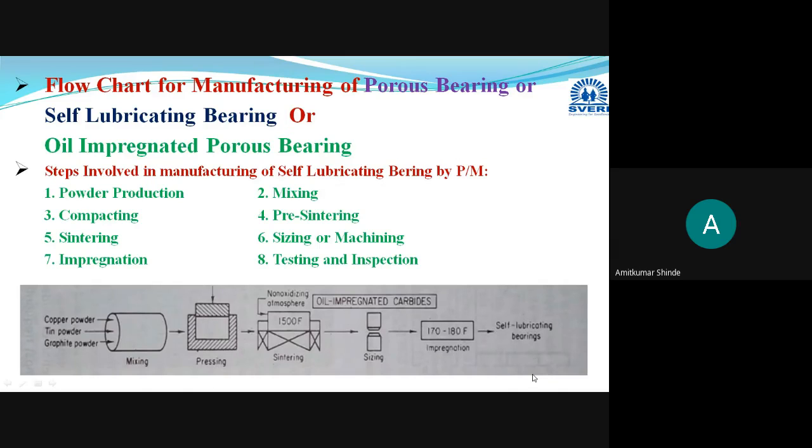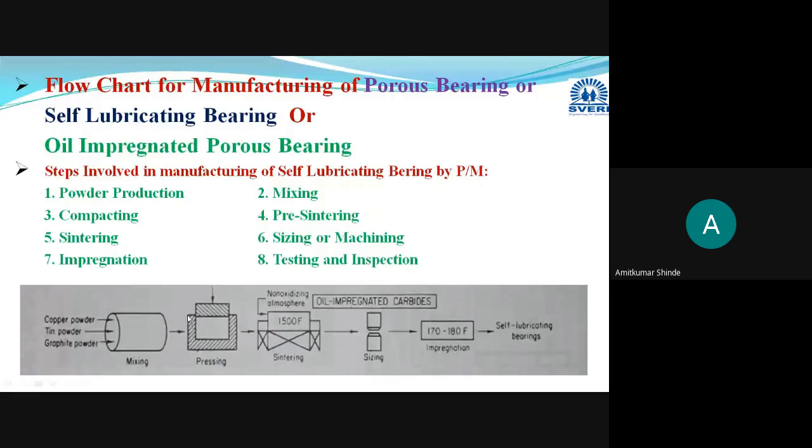So these are the symbols used for different stages. For powder production, simply write one rectangle with whichever powders you have used and which methods you have used to manufacture those powders, and below that write powder production. Then, this is the symbol for mixing. This symbol is used because it indicates the rotating drum. Then this is the symbol for the pressing or compacting operation.